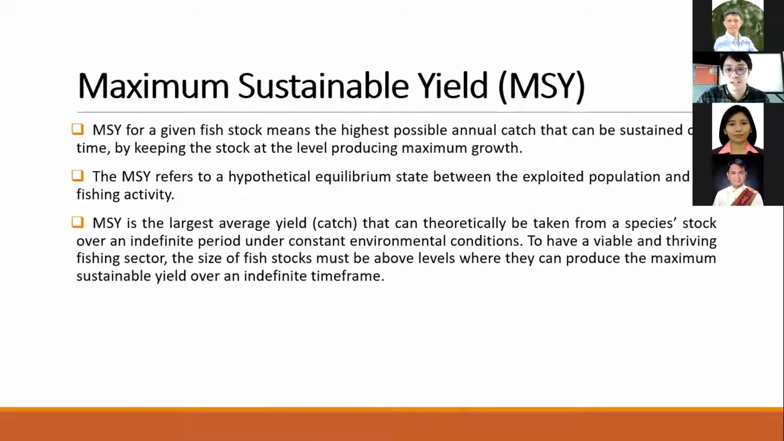So maximum sustainable yield, or MSY, for a given fish stock means the highest possible annual catch that can be sustained over time by keeping the stock at the level producing maximum growth. Hypothetically, we should be aiming for equilibrium, for being balanced, wherein we use our resources but do not degrade the abilities or natural capacities of our environment. So maximum sustainable yield plays a very vital role in our livelihood system.